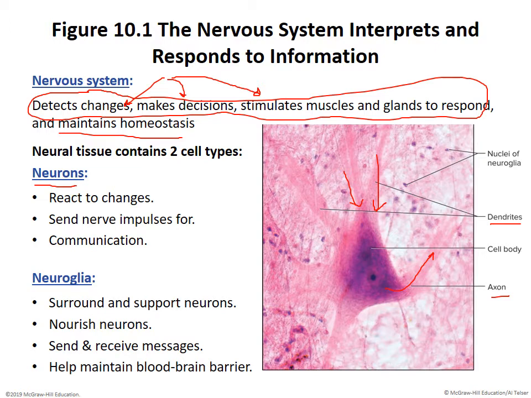Now, there are going to be other cells involved in the nervous system, and they're referred to as neuroglial cells. We're going to look at a couple different types of the neuroglial cells a little later on. But their job, as it says, is to surround and support and nourish the neurons. These are going to help keep barriers like the blood-brain barrier, and keep all of the environment, all of the ions that are out there, clean. That's how it helps surround and support all these things.